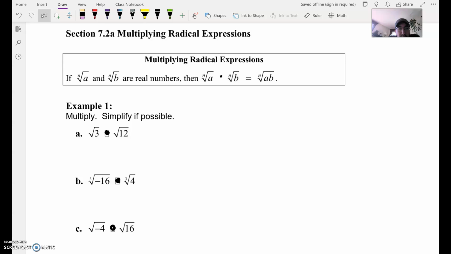When you are multiplying radicals, let me rephrase this. When you are multiplying radicals, what you're doing is you're allowed to multiply what's underneath the radicals. Okay? And they need to have the same base, or they need to have the same radical expression.